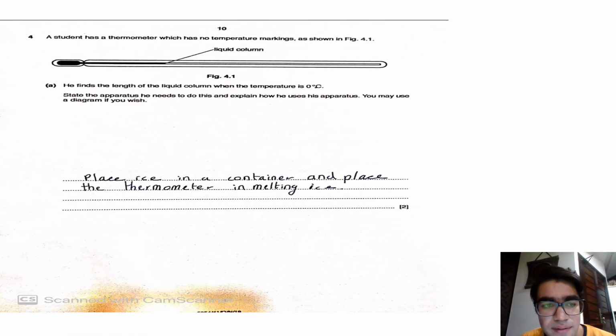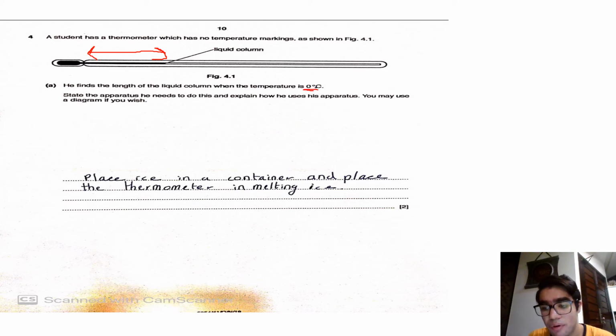Next, a student has a thermometer which has no temperature markings, as shown in figure 4.1. He finds the length of the liquid column when the temperature is 0 degrees. State the apparatus he needs to do this and explain how he uses the apparatus. You may use a diagram if you wish. So it's saying that this has no temperature markings, and he wants to find the length of this liquid column when the temperature is 0 degrees.